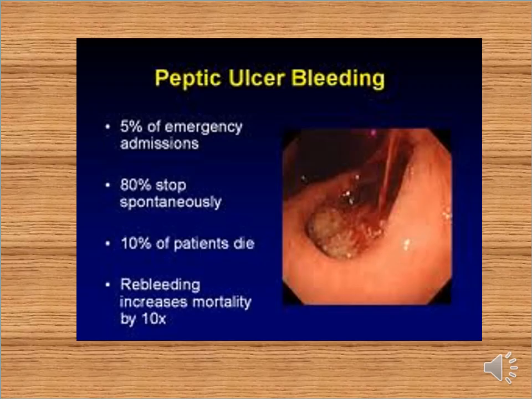Hemorrhage from peptic ulcer accounts for 5% of emergency admissions to the hospital due to severe hemorrhage. 80% stop spontaneously, 10% of patients die due to severe hemorrhage that cannot be stopped, and rebleeding increases mortality by 10%. That is the death due to hemorrhage.